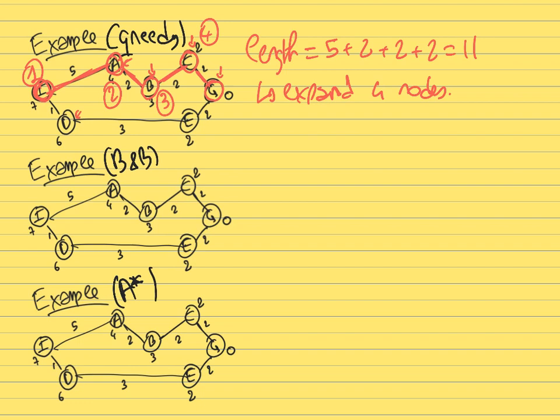Now let's focus on the second algorithm, which is the branch and bound algorithm, and see what it does. In this case, you will always pick the node that minimizes the distance traveled from the initial state. Same thing, you start from the initial state. That's the first node that you expand. You have two successors to this node.